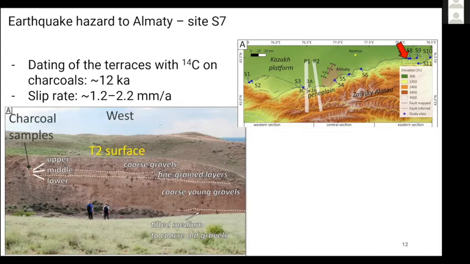But actually now we have a fairly good idea, and a fault that slips about 1 to 2 millimeters per year is no good news for Almaty. So all the faults in Germany are way slower, and I guess in Korea too. But in the Tian Shan, we actually find a number of faults that have about 1 to 2 millimeters per year. So it's still a slow fault, but in 1,000 years, it accumulates like a meter of strain.